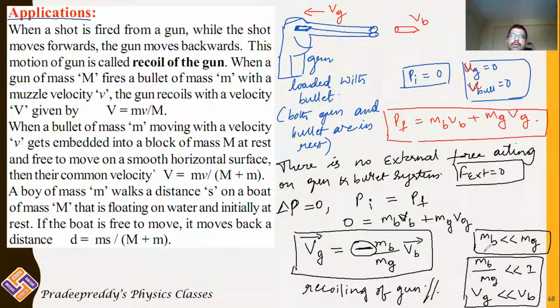When the bullet is moving in the forward direction, it possesses some momentum. In order to make the net momentum 0, the gun will travel in the backward direction with an opposite sign. So the overall net momentum change will become equal to 0. This is an application of the law of conservation of momentum. Recoiling of the gun is in order to conserve the linear momentum of the whole system. This is one example.